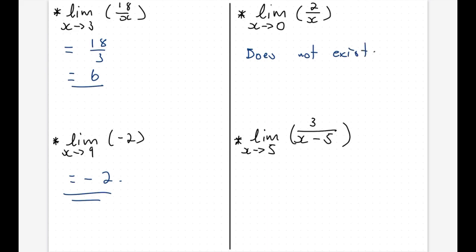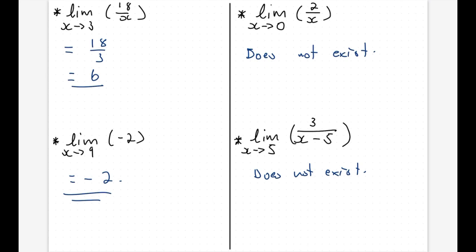Okay. Here we have the limit of 3 over x minus 5 as x approaches 5. If you replace the x value here with 5, you'd get 5 minus 5, meaning the denominator would be 0. And again, we don't have a denominator of 0. In maths, it's undefined. So this limit as well does not exist. Okay, so whenever you get undefined as an answer, you'd say does not exist.